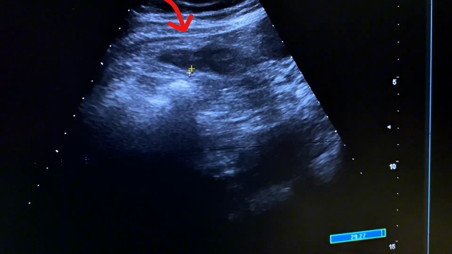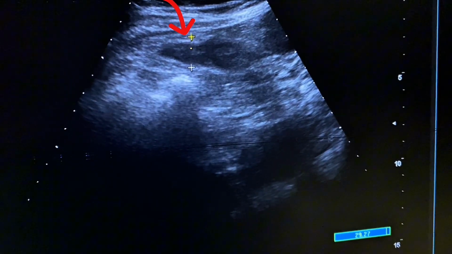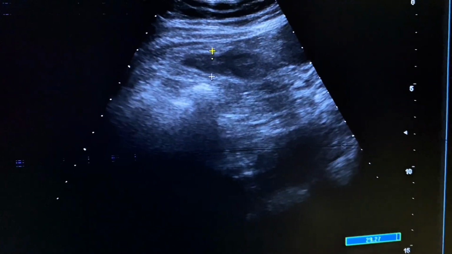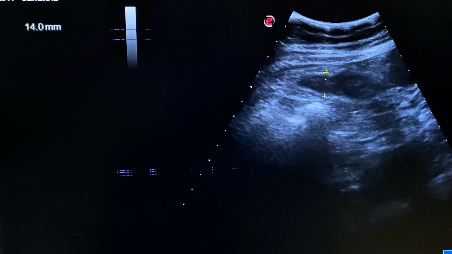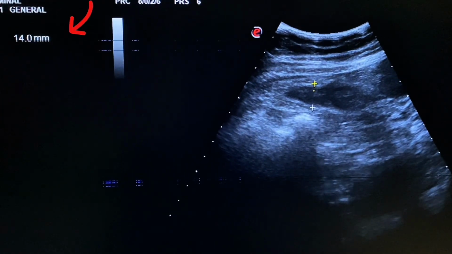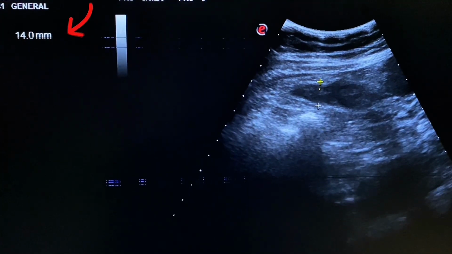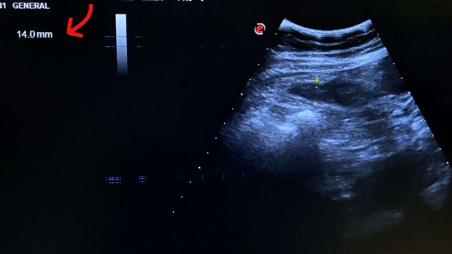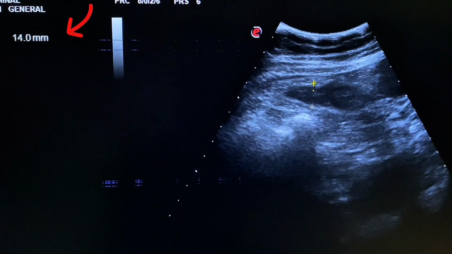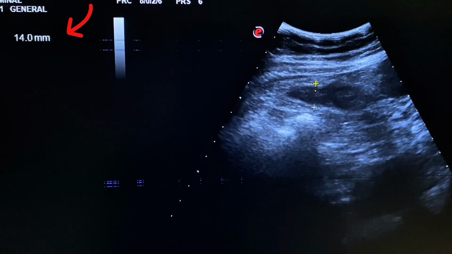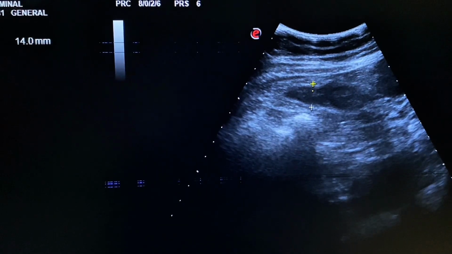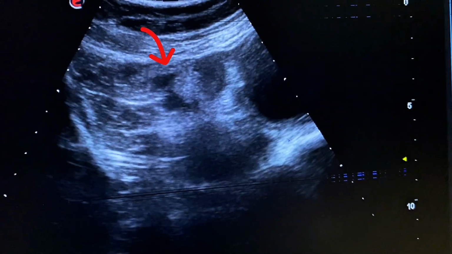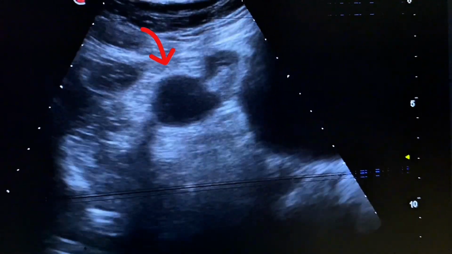Now we will measure the size of the appendix. The appendix is inflamed and its AP diameter is 14 millimeter. The normal diameter of the appendix is up to 6 millimeter. This cyst is arising from the appendix.